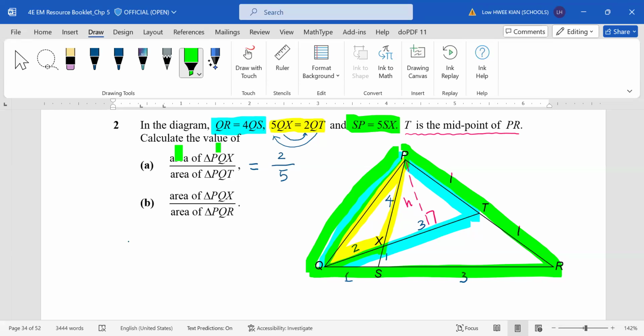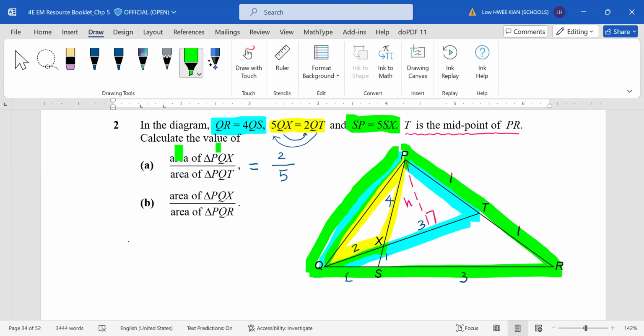From here, what I can see is that there is a triangle PQT in blue. You notice that the triangles PQT and PQR, are they related? They are, because T is the midpoint of PR. If T is the midpoint of PR, that means I can say that the area of the triangle in green, the bigger triangle, is actually 2 times the area of triangle PQT, which is in blue.